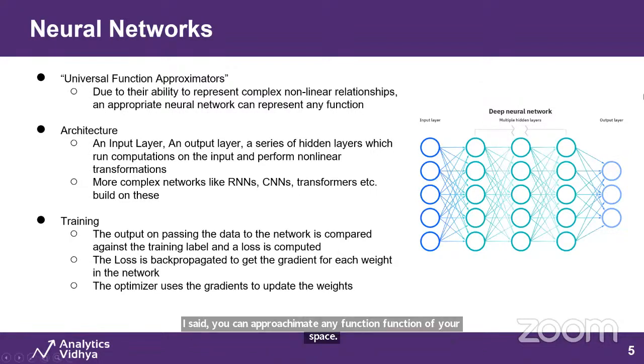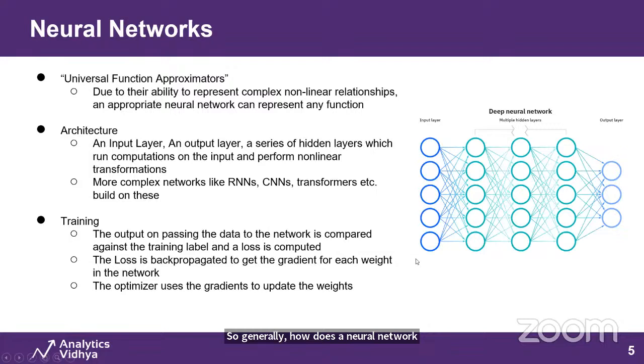You have basically an input layer, and then you would have an output layer, which is what we will extract as a prediction. And between those, you'll have a series of hidden layers which do some computations with the input data. They do some nonlinear transformations as well, and how they are transformed is determined by weights which are actually learned through the process of training, right? You can also have more complex networks like RNNs, CNNs, transformers, etc. But these are the building blocks for those as well.